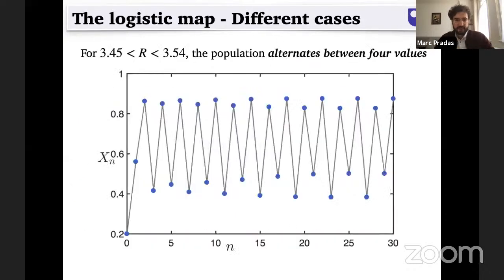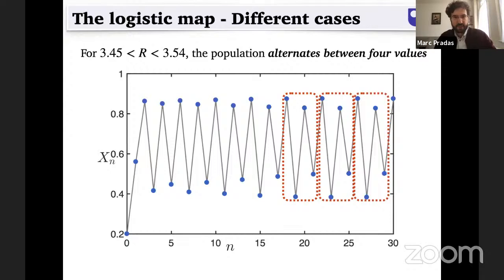So let's see it between 3.45 and 3.54. What is observed is that the population alternates between four values. Perhaps it will be more clear if I highlight the four values. We have these ones here, which are repeated over and over.